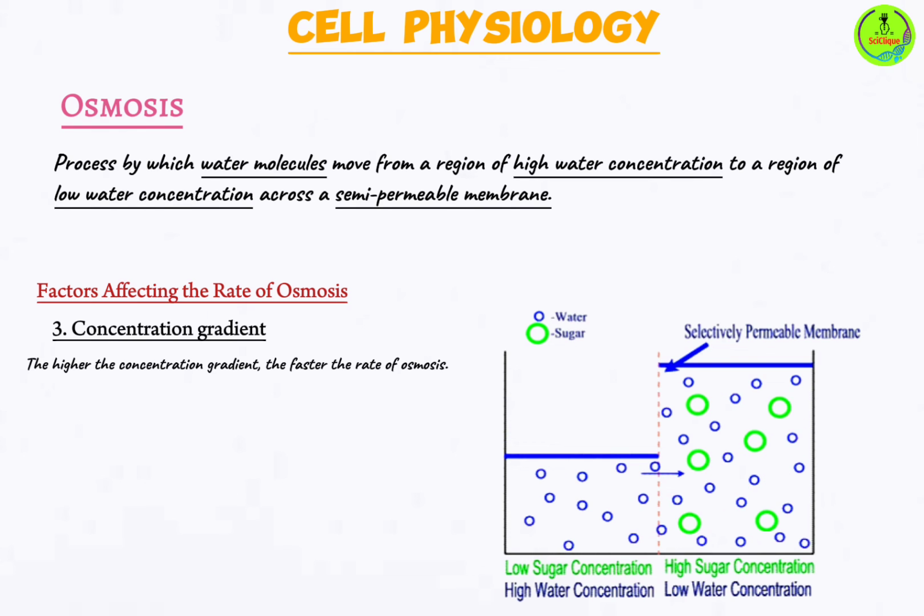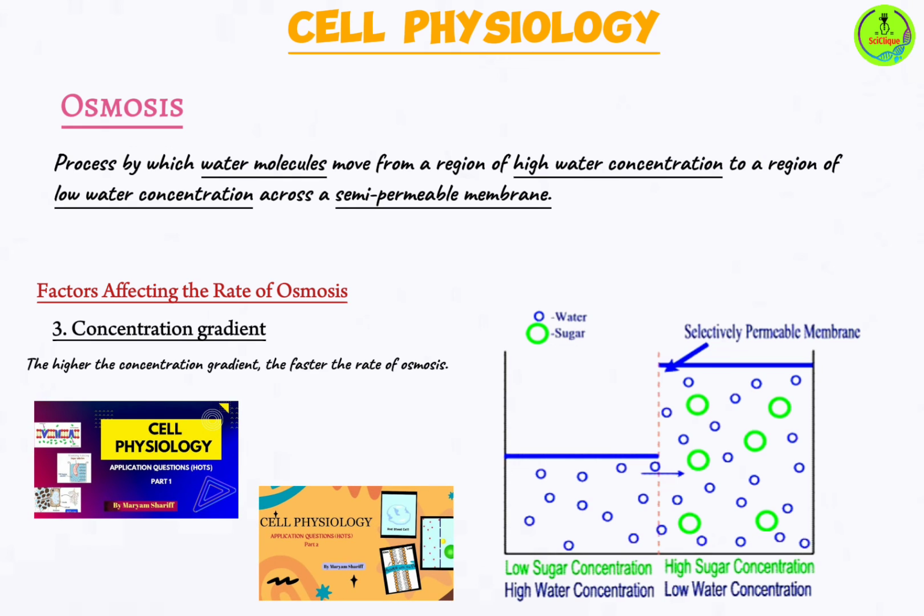Now, a lot of the application questions usually tend to come from osmosis rather than diffusion and active transport. So as a student, if you want to excel in questions featuring cell physiology, you need to practice as many questions as possible. But you need to have a guide. And that is why I recommend you check out these two videos that have numerous application questions broken down and explained in a simplified way for you.